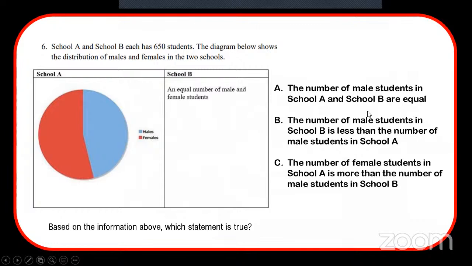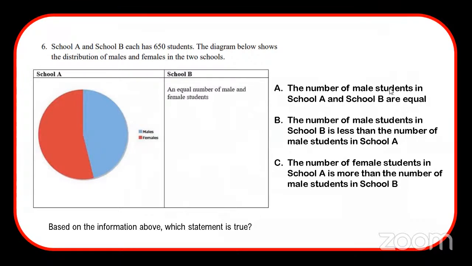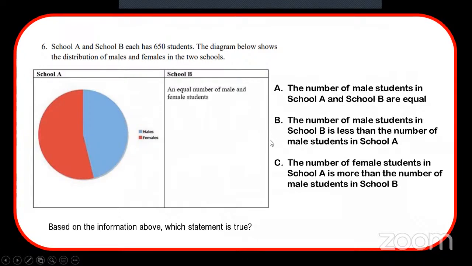So let us look at the 3 statements. Which statement is true? Now it's okay for you to put A, B, or C for your answer here, so you don't have to type everything out. That's fine. So it says the number of male students in school A and school B are equal. Is that true, guys? Go ahead and tell me.